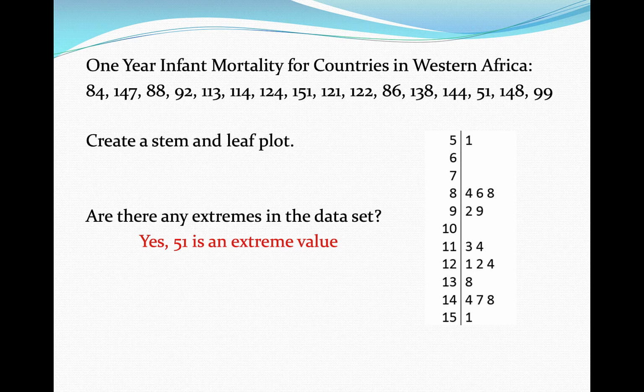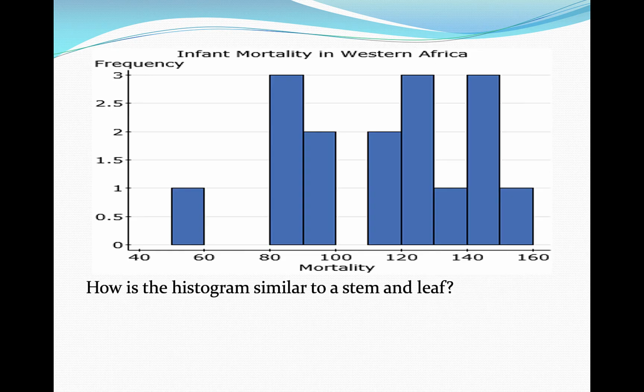So that's the idea of a stem and leaf. Now we're going to look at this same data set, but in the form of a histogram. So this is a histogram of that same data. A histogram looks very similar to a bar graph, but there's one big difference between a histogram and a bar graph, and of course that is the x-axis.